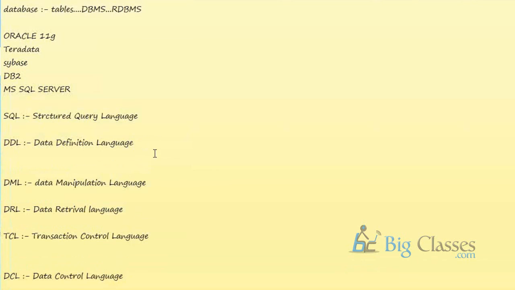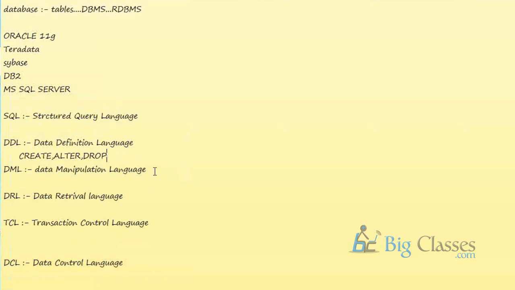So if you want to define something, let's say if you want to create a table, or if you want to drop or remove a table, or if you want to alter the table, then we will use a DDL language. What are the commands in the DDL? Create. Alter is to modify it, and drop is used to remove the table from the database. So that's how we use it.